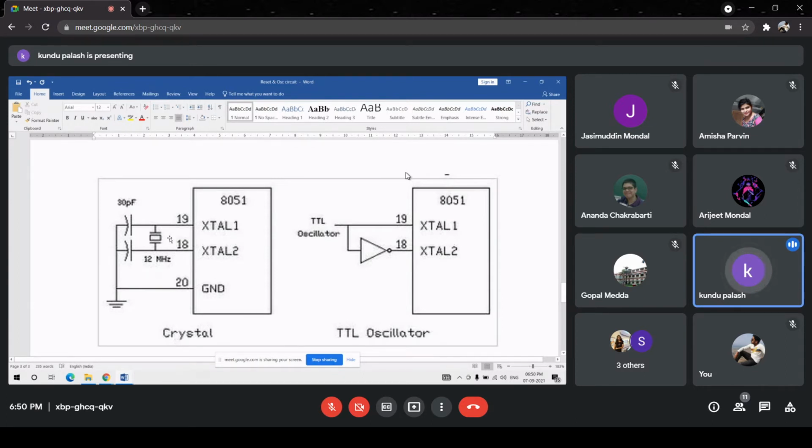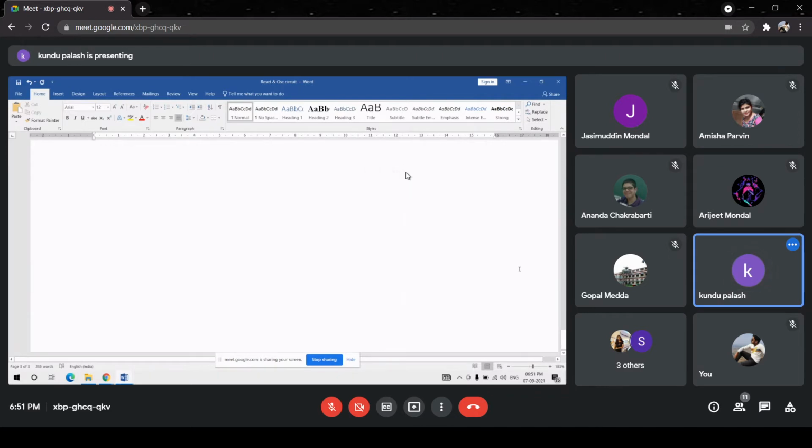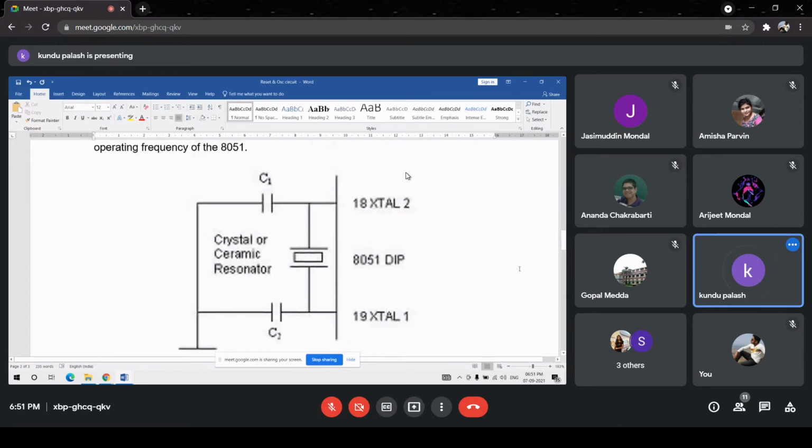But it is preferably recommended to use the crystal oscillator circuit, because the tolerance of the piezoelectric crystal is very, very low. The frequency will be almost constant. Otherwise, if we use a logic gate and another oscillator circuit, the tolerance may vary. That depends on the temperature variations and the electronic drift. So this is the typical oscillator circuit for the 8051.